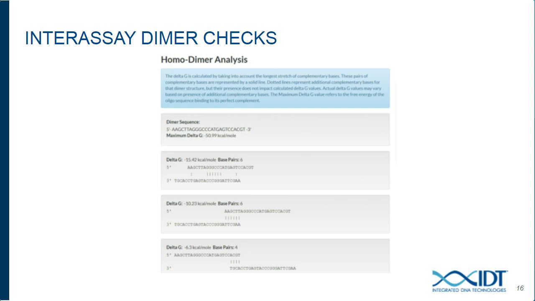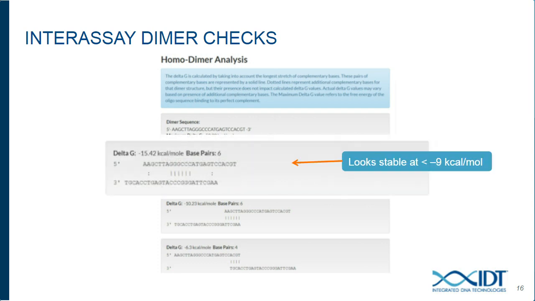Here I have a self-dimer of a primer, which has a delta G value of -15.42 kilocals per mole. This falls outside of the range of 0 to -9 kilocals per mole that I mentioned. One thing about this dimer that I find interesting is that it's an internal dimer, which means that it's not binding to either the 3' or the 5' end of the oligo.